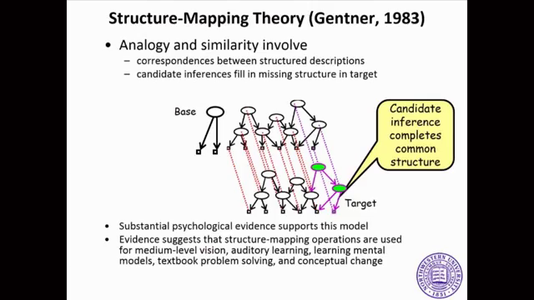The idea is that analogy and similarity involve structured relational representations. So you have entities with relations connecting them up, and you're comparing one description, the base, against another description, the target. That gives rise to a bunch of correspondences saying what goes with what. And then if there are things in the base that don't have anything corresponding in the target, you can project those as candidate inferences to do a kind of pattern completion of these symbolic descriptions.